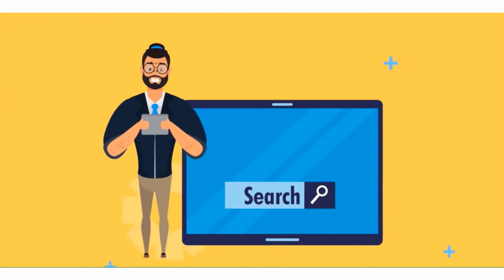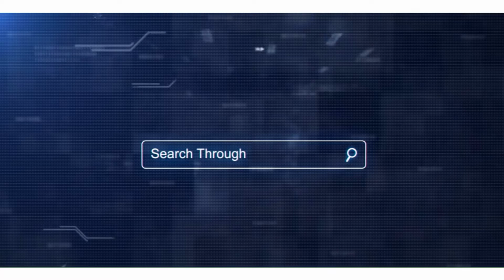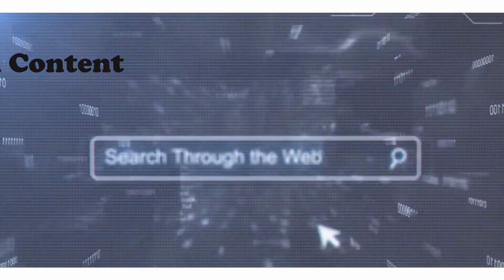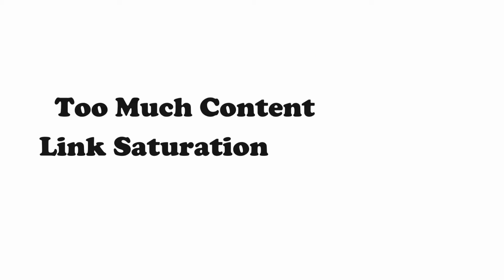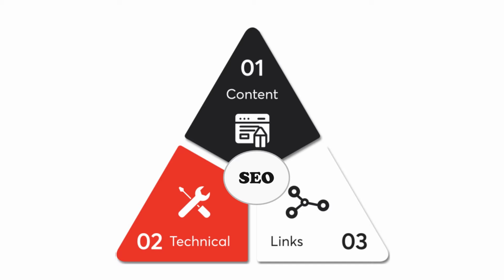However, simply creating a lot of content and links is not necessarily going to achieve the desired result. It's important to understand the personality and potential behavior of your customers. Otherwise, too much content and link saturation will fall short. So let's start with the SEO triangle, which is an excellent way to integrate the three core variables that will ensure the optimal rank position for a company's products and services.